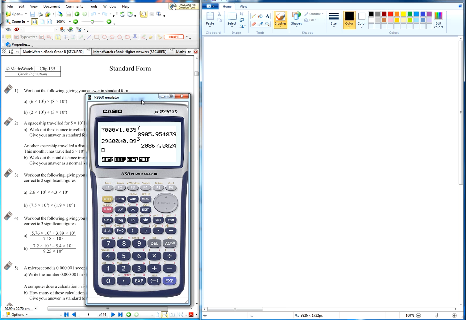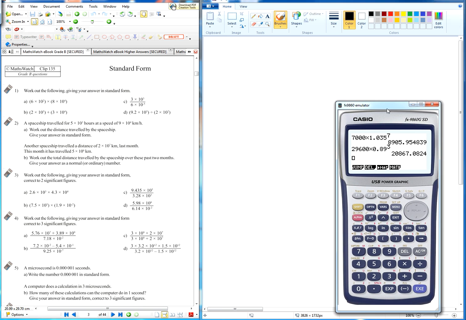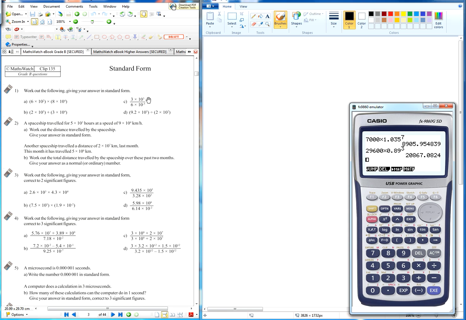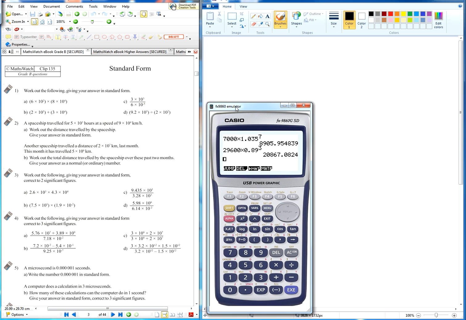Okay, this next section here, we're going to be using the calculator. So now we got here, let's copy some of these questions in here and see how we get on. Okay, so question 1A. Let's put that into the calculator. You can use the brackets when you put them in the calculator, or you can even leave them out. But for the sake of argument, let's copy it as it is.